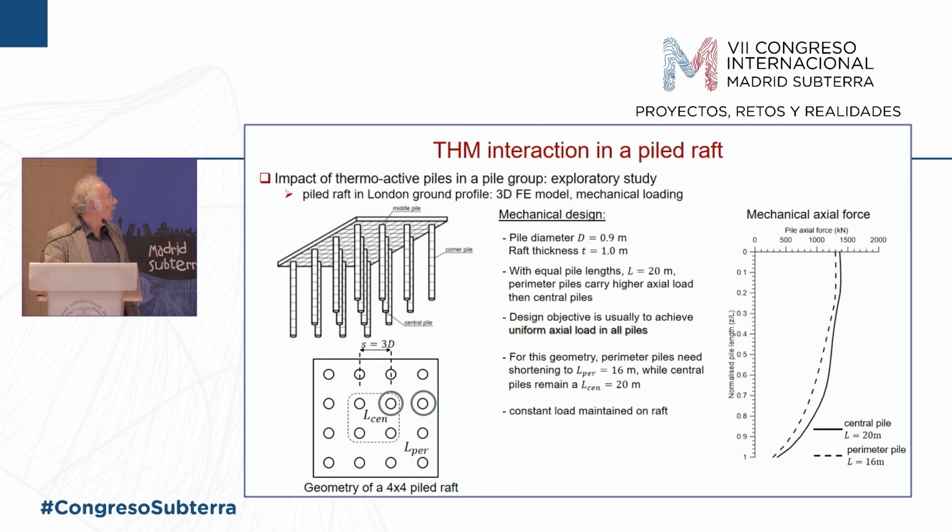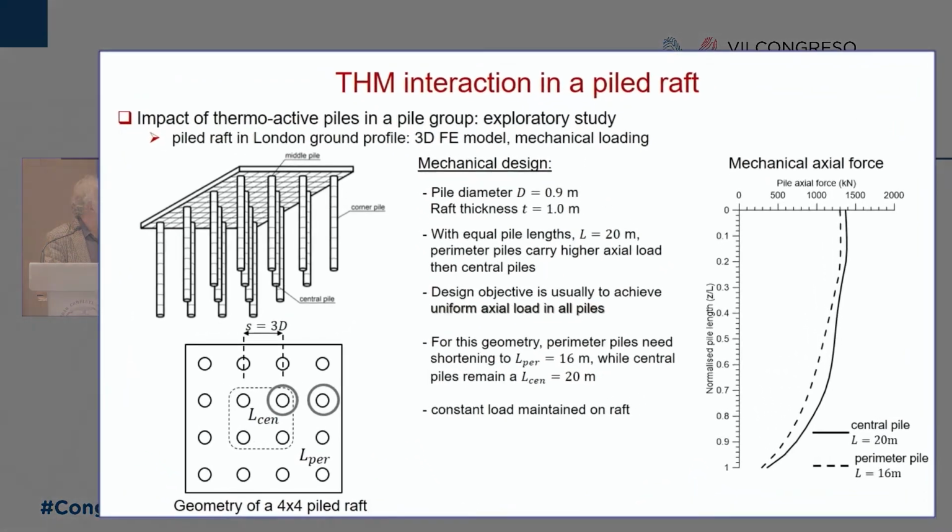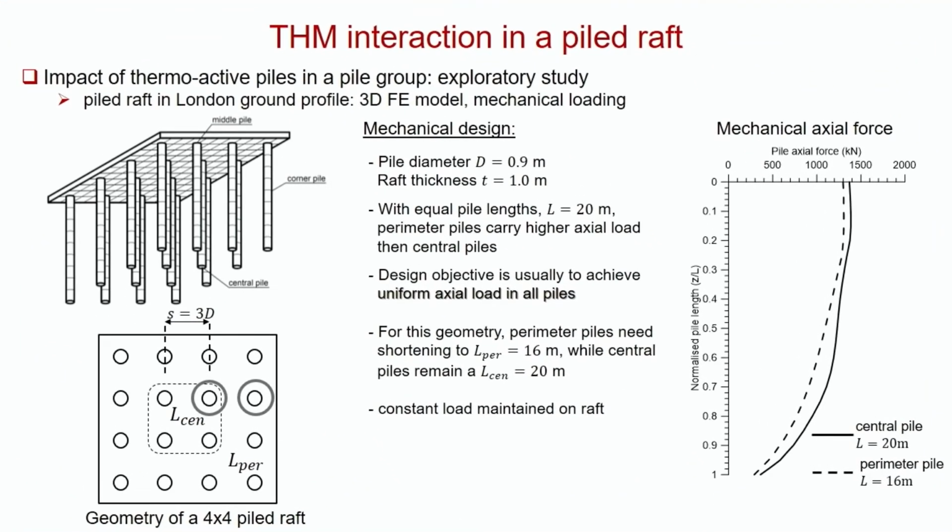So if you look at here, we've got the mechanical axial force. Now this is actually kilonewtons in the pile with depth. This is the central pile. This is just due to putting the load on the pile, which has a factor of safety of about 2.5. We maintain that constant load, but this is the distribution of the load in the central piles, in these ones. These 4 are all symmetric, so they're the same.